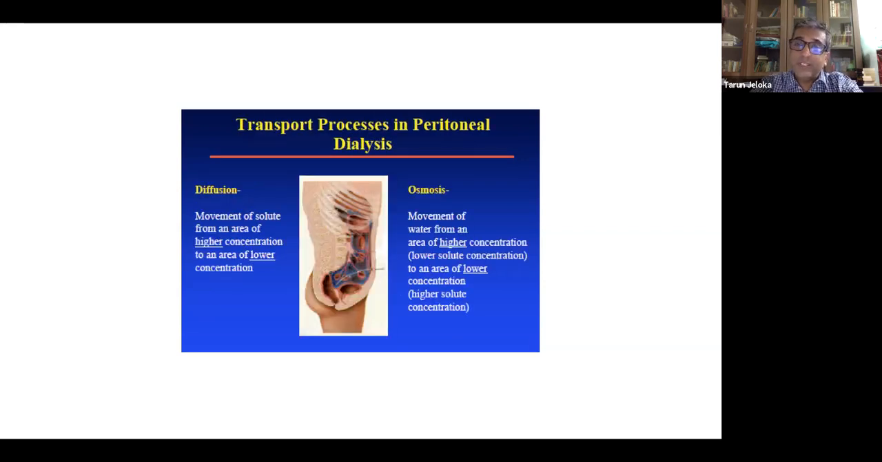Now, we discussed that there are two important components of dialysis, solute removal and fluid removal. Solute removal in peritoneal dialysis predominantly occurs through diffusion. And diffusion, we all know, is movement of solute from higher concentration to lower concentration. However, fluid removal in peritoneal dialysis, and this mechanism doesn't operate in hemodialysis, is all by osmosis. So osmosis means movement of fluid from lower concentration to higher concentration. Okay.